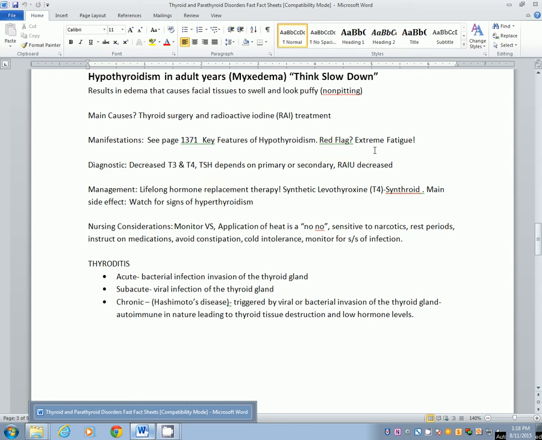Features, the red flag is extreme fatigue. So if you have things on your test that say pick the signs and symptoms of hypothyroidism, think slow down. Anything that slows down. Okay, extreme fatigue. Diagnostic would be just the opposite of hyper. You'd have decreased T3 and T4 levels. TSH depends upon if it's a primary or secondary problem. And RAIU this time would be decreased instead of increased.